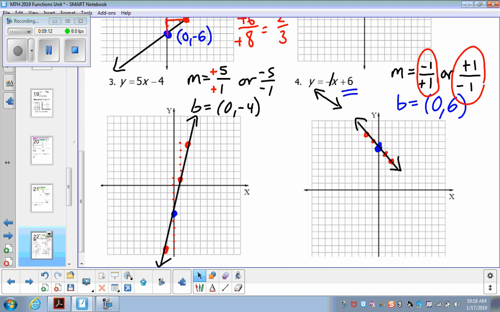And that concludes learning how to graph a line using the coefficient, which we call the slope, and the constant, which we now call the y-intercept.